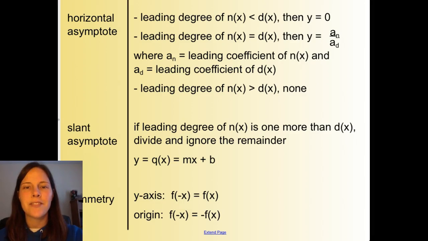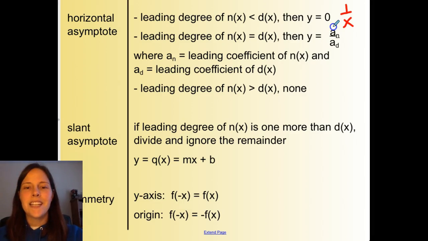The first is if the leading degree in the numerator is smaller than the leading degree in the denominator. The horizontal asymptote will be y equals 0. The way that I remember this rule is by using those parent functions 1 over x or 1 over x squared. Both of those parent functions had a horizontal asymptote at y equals 0. The degree in the numerator is smaller than the degree in the denominator.